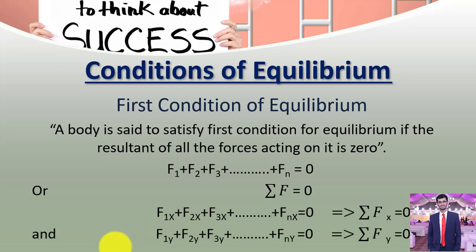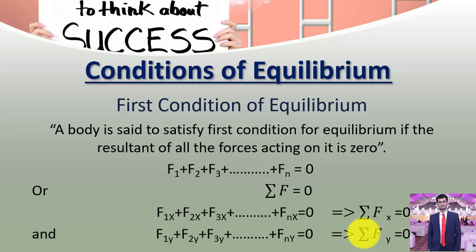And talking about the vertical forces, F1y plus F2y plus F3y plus so on plus Fny must be equal to 0, which means that the sum of all the forces that are acting along the vertical axis must be equal to 0, and we can represent it as sigma Fy is equal to 0.